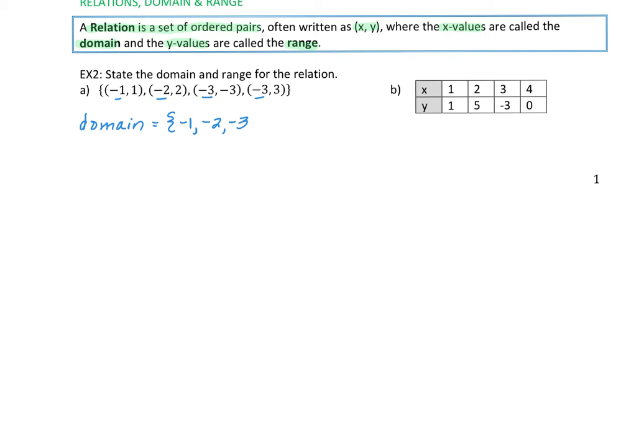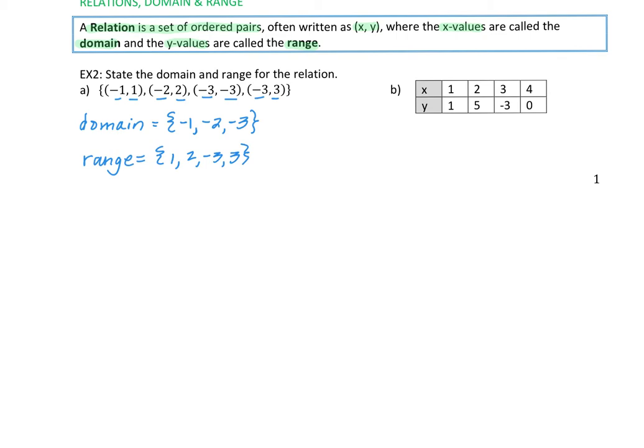Notice that there's two -3s there. You only have to list it once because all it's saying in the domain is -3 is there. It doesn't matter how many times it's listed in the ordered pairs. The range, that's going to be your second component in the ordered pairs, or your Y value. So here this would be 1, 2, -3, and +3.